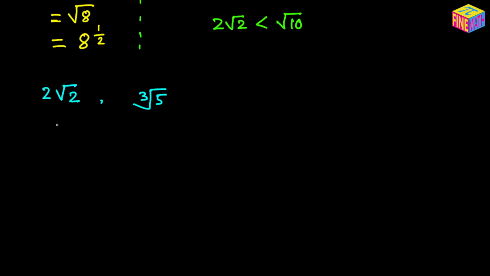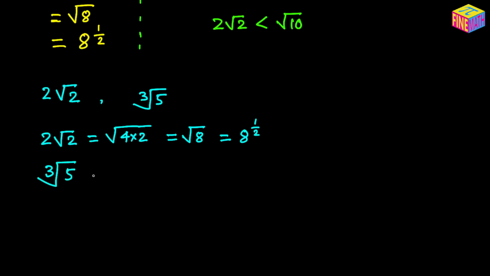So now for the first one here, if it is 2 times square root of 2, we can write it as square root of 4 times 2, because if the 2 goes inside the radical, it goes as a square, and then this will become square root of 8, and we can write it as 8 to the power 1/2. Similarly, if you think about the cube root of 5, the cube root of 5 also can be written as 5 to the power 1/3, right?